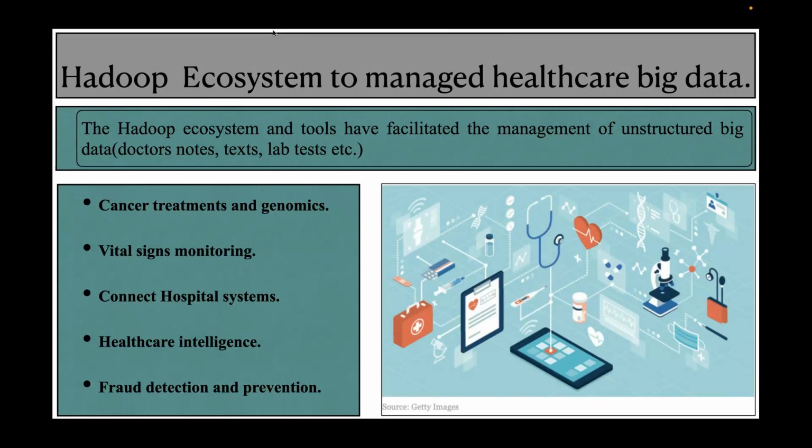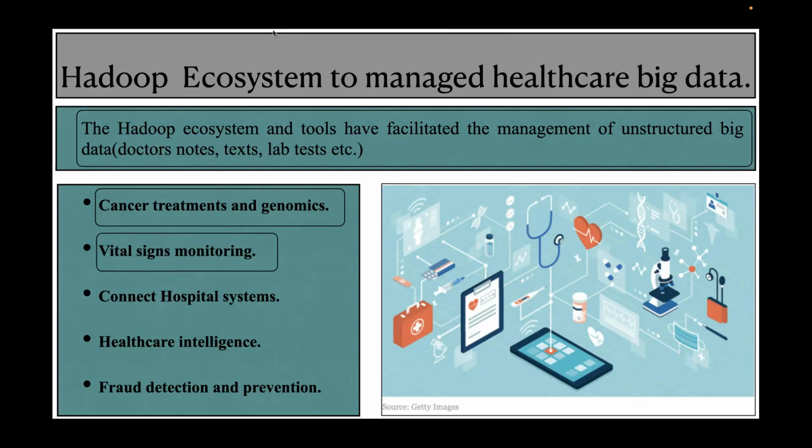The Hadoop ecosystem and tools have facilitated the management of unstructured big data, such as doctors' notes, texts, or lab tests. The Hadoop ecosystem has been applied for cancer treatment and genomics. Human DNA is known to contain about 3 billion base pairs, and cancer mutations and reactions are based on each patient's genetics, so experts have advised that specific treatments should be provided to specific cancer types. Hadoop MapReduce technology has been used to enhance the mapping of 3 billion DNA base pairs to decide an appropriate cancer treatment for a specific patient.